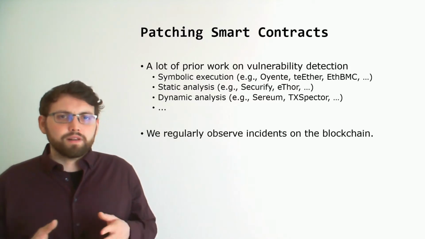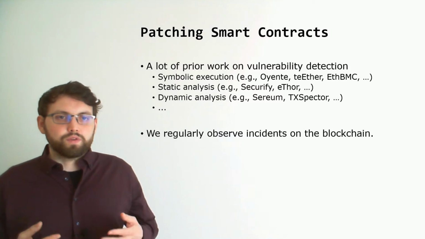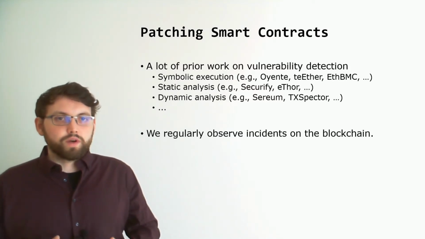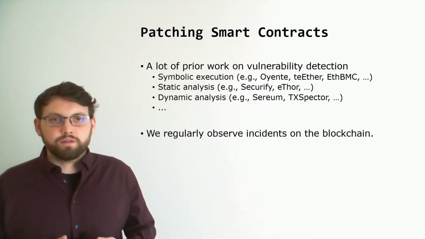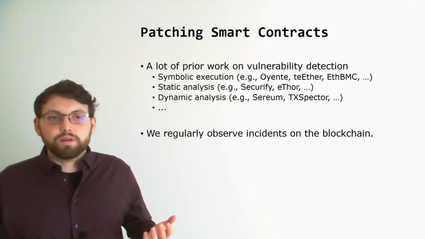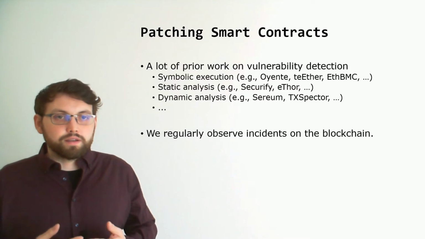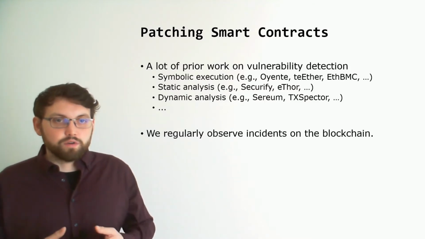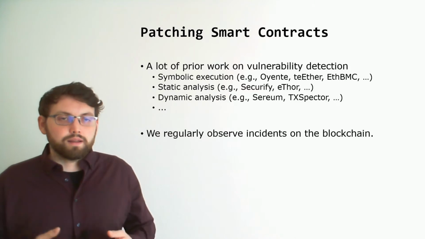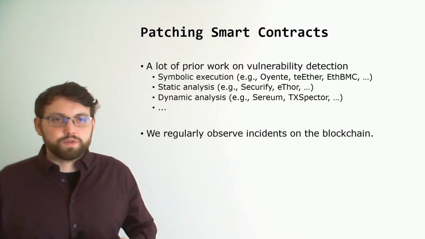Now, we have a lot of prior work on vulnerability detection. Before you deploy a contract, you should really use all of the tools available to test your contract and to verify that it works correctly. You can use symbolic execution, static analysis, dynamic analysis, and so on. But the problem is, assume you deploy your contract, and 2 months later, some new symbolic execution tool is released and it finds a vulnerability in your contract which no tool has found before. What do you do then? You have already deployed your contract. Bad luck.